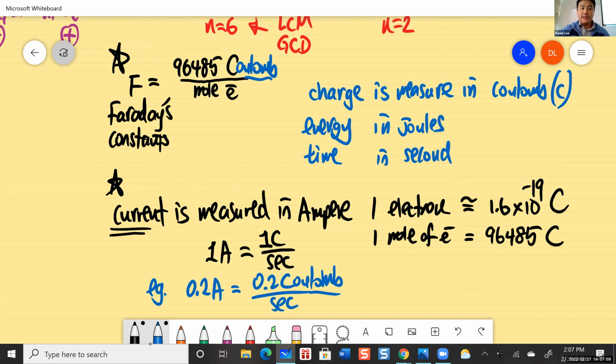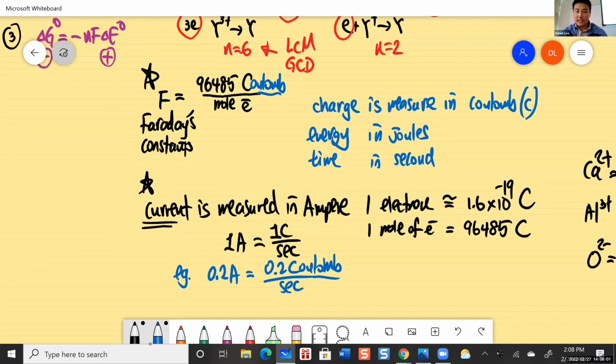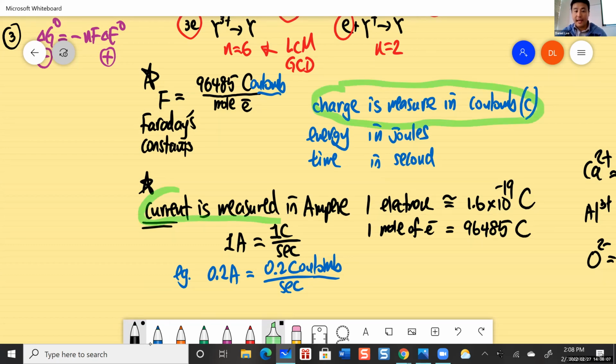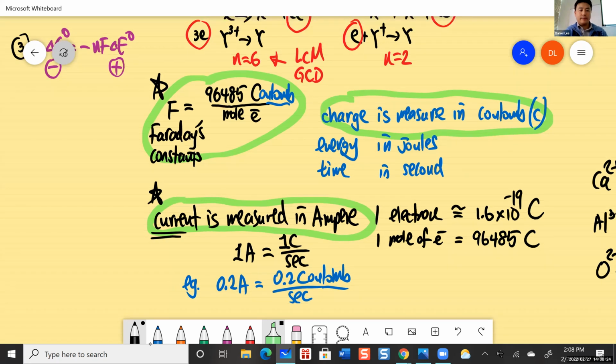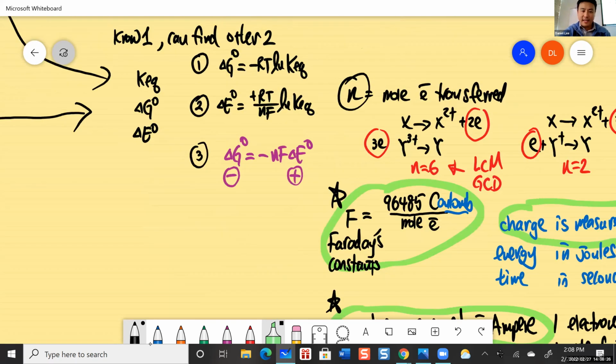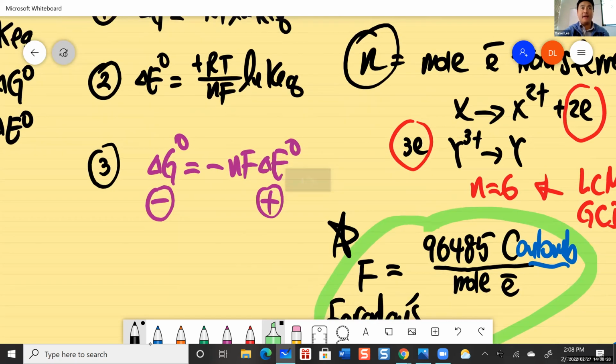So what do we need to know? We need to know charge is measured in coulombs. That's the unit we measure charge. Current is measured in amperes, and 1 ampere is 1 coulomb per second. And Faraday's constant tells you that in 1 mole of electrons, there are 96485 coulombs of charge carried by a bunch of electrons. Those 3 things I need you to know. That is what Faraday's constant is, and that's what you have to plug in for F.